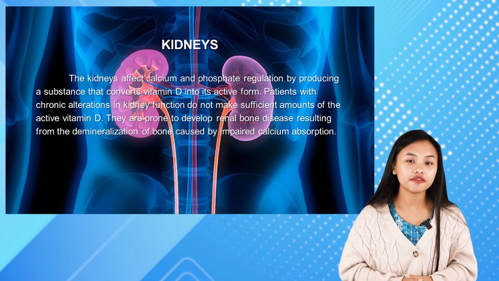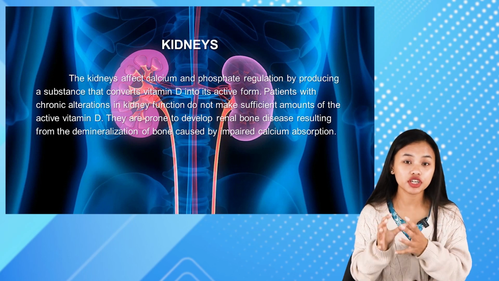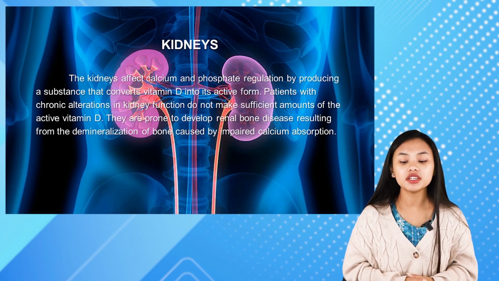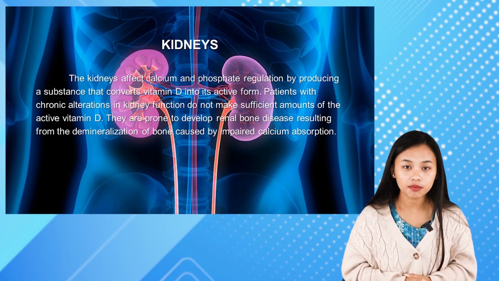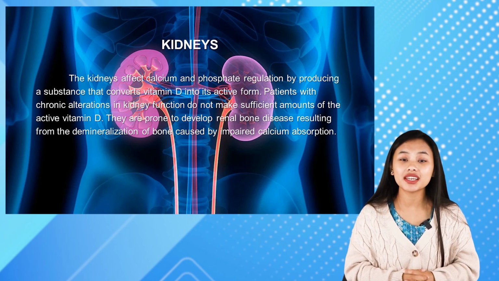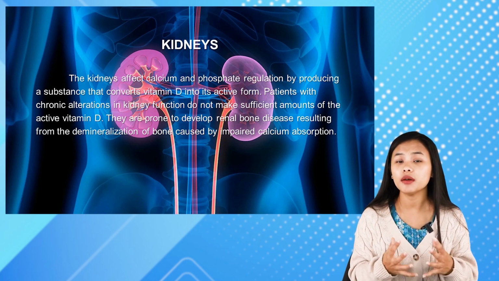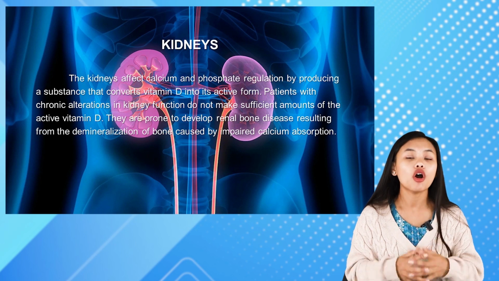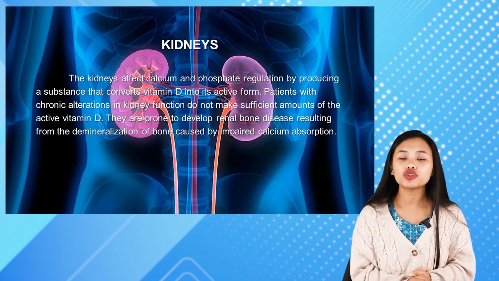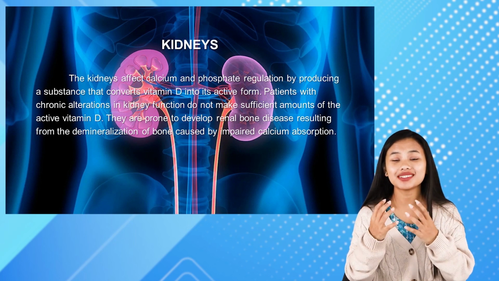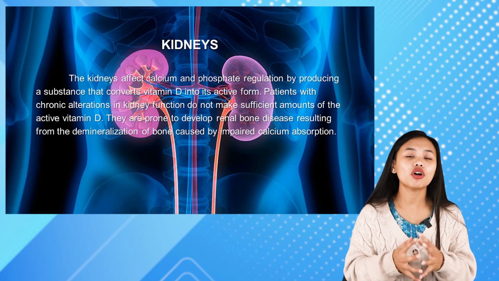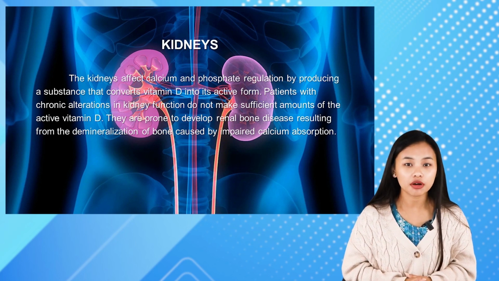The kidney can also affect the calcium and the phosphate regulation by producing a substance that converts vitamin D into its active form. This is the reason why patients with chronic alteration in the kidney function will not be able to make a sufficient amount of the active vitamin D. And because of this, they become prone to develop the renal bone disease resulting from the demineralization of the bone caused by an impaired calcium absorption.